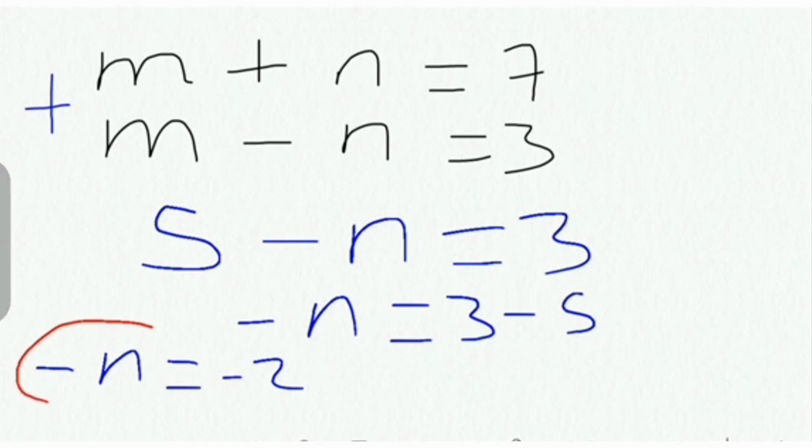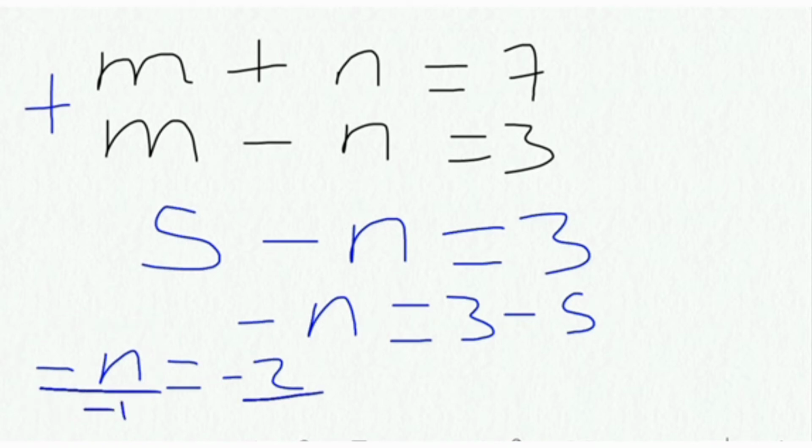Look at the sign between -1 and n. The sign between -1 and n is multiplication sign. So meaning we have to divide both sides by -1 to get the value of n. Divided by -1, divided by -1. It's equal to, and a negative divided by negative is positive. So 2 divided by 1 is equal to 2.